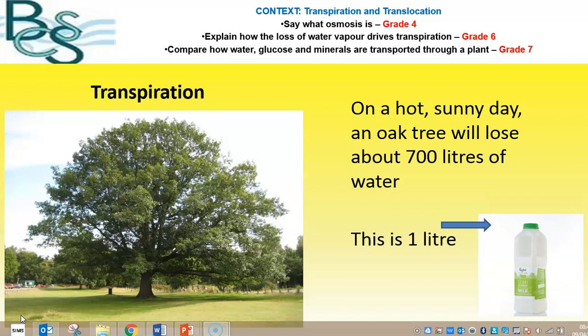If you look at this oak tree here, on a hot sunny day it would typically lose about 700 litres of water in a day, and that pint of milk you can see, that you might get from Tesco's, is 1 litre. So you can see how much water is being lost. The plant doesn't particularly want to lose that water, but it's just a consequence of having those stomata.